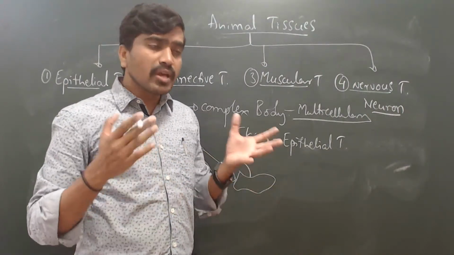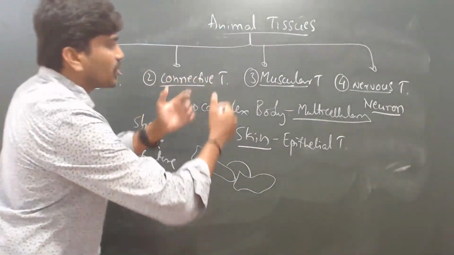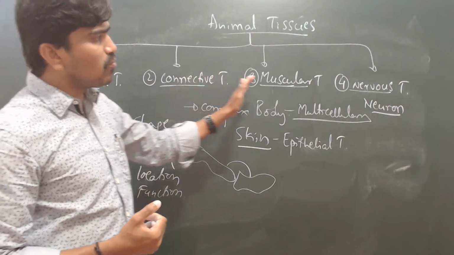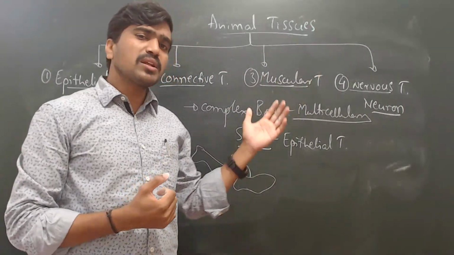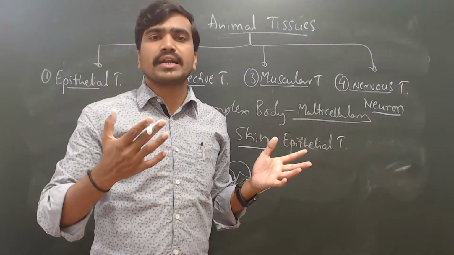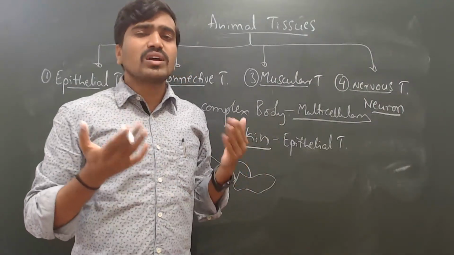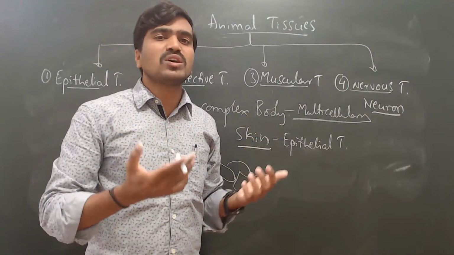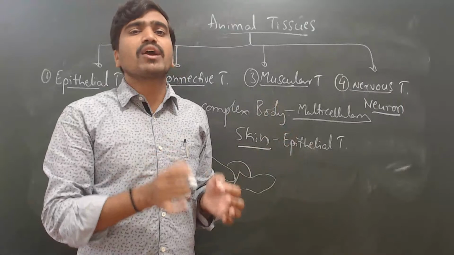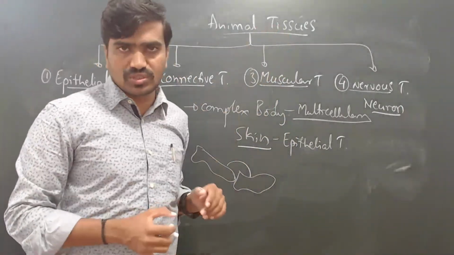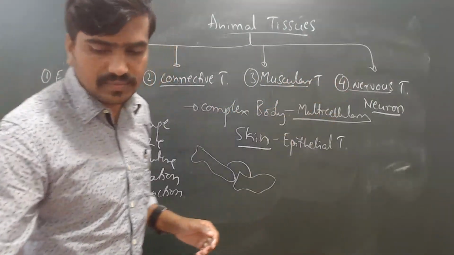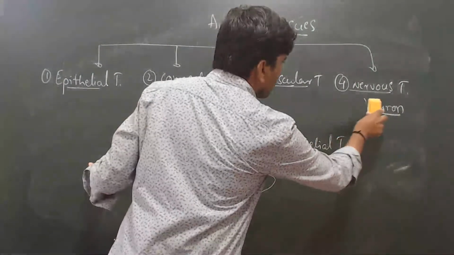Because of the presence of these four tissues, which ones? Epithelial, connective, muscular and nervous tissue. Because of the presence of these only, we human beings and animals perform different types of activities throughout the day. For survival purposes also we perform many types of activities. That is because of the presence of these tissues. Remember: epithelial, connective, muscular, nervous. Now, see here.